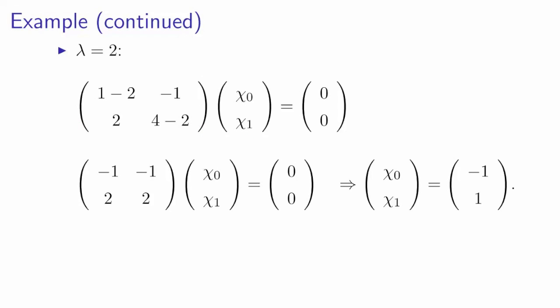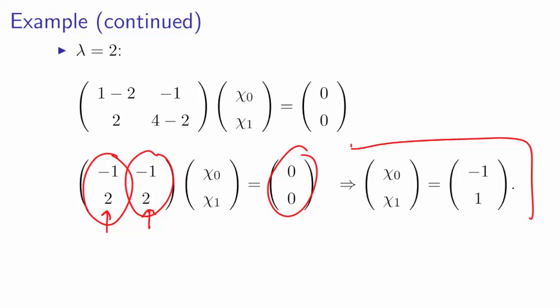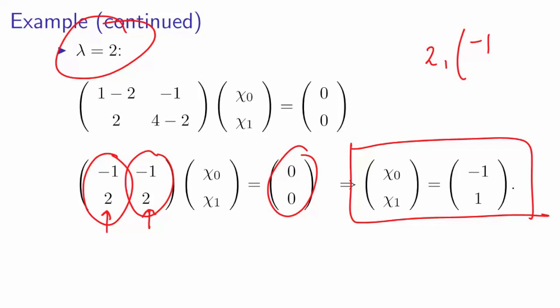If you do the arithmetic, you end up with this right here. And just by examination, what you notice is that this column is simply the same as that column right there. And therefore, if you take -1 times that column and you add it to that column, you get the 0 vector. And therefore, one eigenvector associated with this eigenvalue is given by the vector -1, 1. So we get the eigenpair 2, -1, 1.